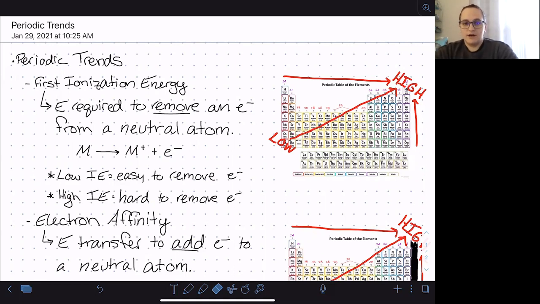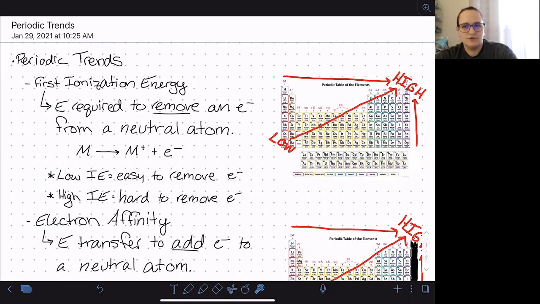If we're looking at our periodic table, ionization energy tends to be lowest down in the bottom left-hand corner and highest up in the top right corner. So vertically, it's higher at the top, lower at the bottom. It increases going up here. And then it is lower on the left and higher at the right.